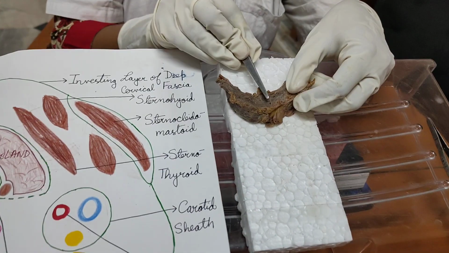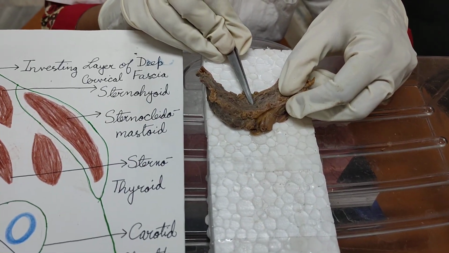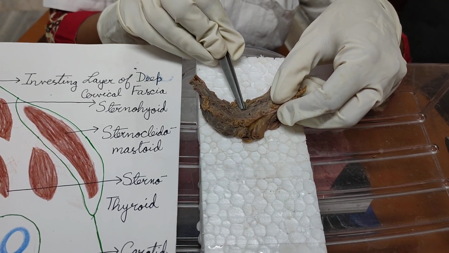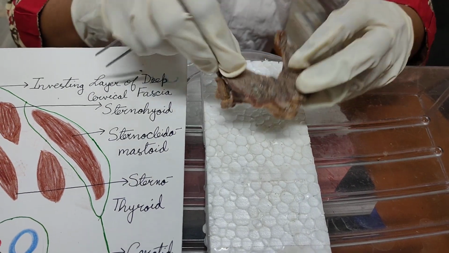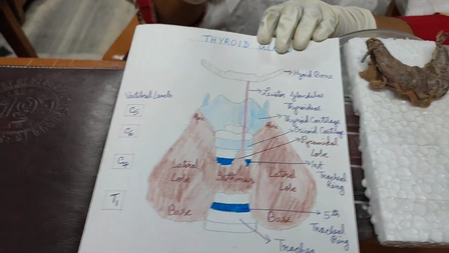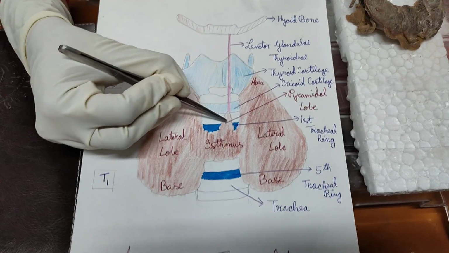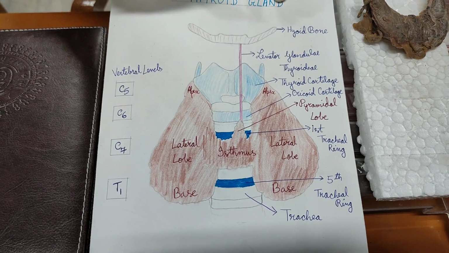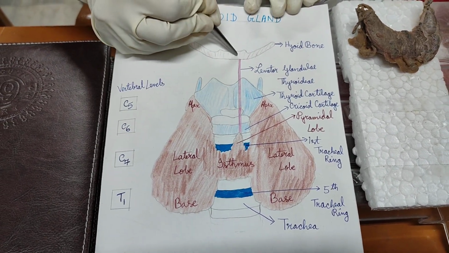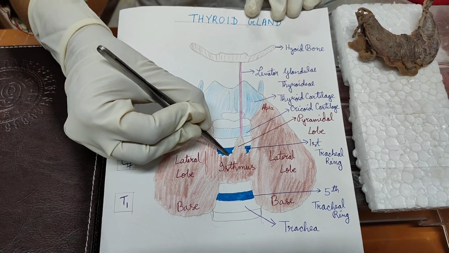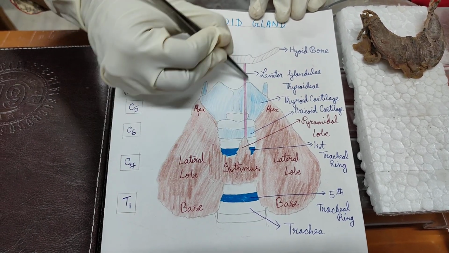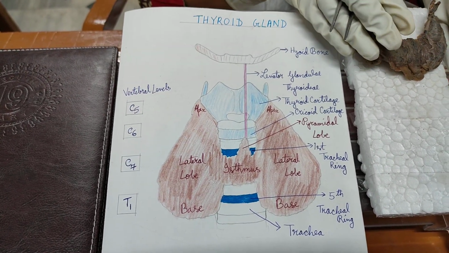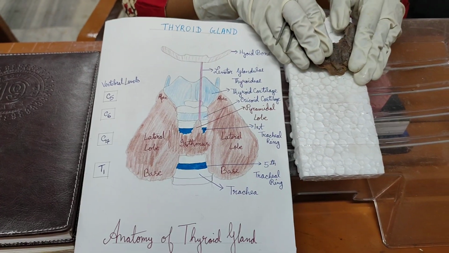The posterior surface of the isthmus is lying against the second, third and fourth tracheal ring. Now in some thyroids, the upper border of the isthmus is related to the presence of an accessory lobe known as the pyramidal lobe. Sometimes a fibromuscular band extends from the hyoid bone to the upper border of the isthmus or pyramidal lobe, known as the levator glandulae thyroideae. So these are the general relations of this thyroid gland.